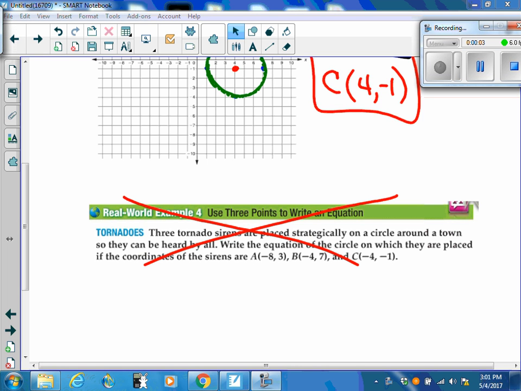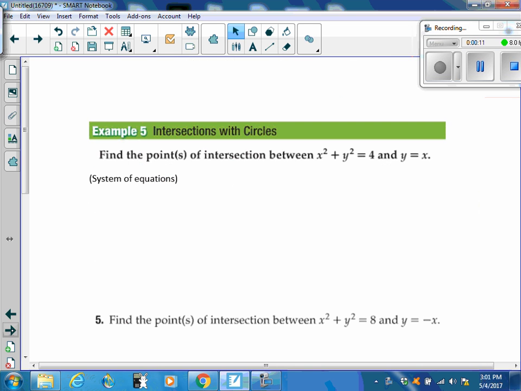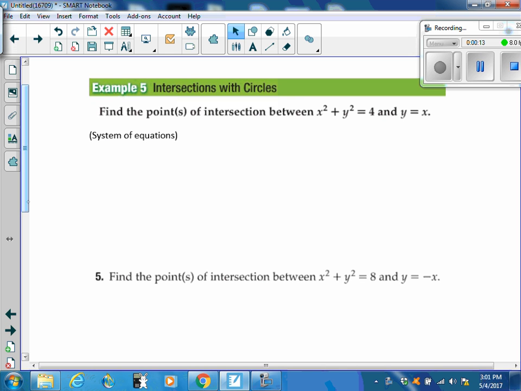Okay, so this is the continuation of 10.8 notes. And just so we know, we're not doing example 4, don't worry about that. You can cross it out. The last example is intersections with circles.